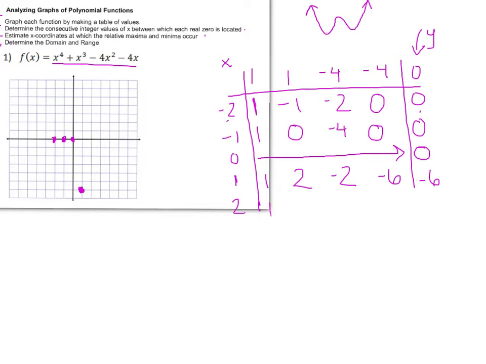Alright, and the last point here is 2, so we drop down the 1. 1 times 2 is 2, plus 1 is 3.